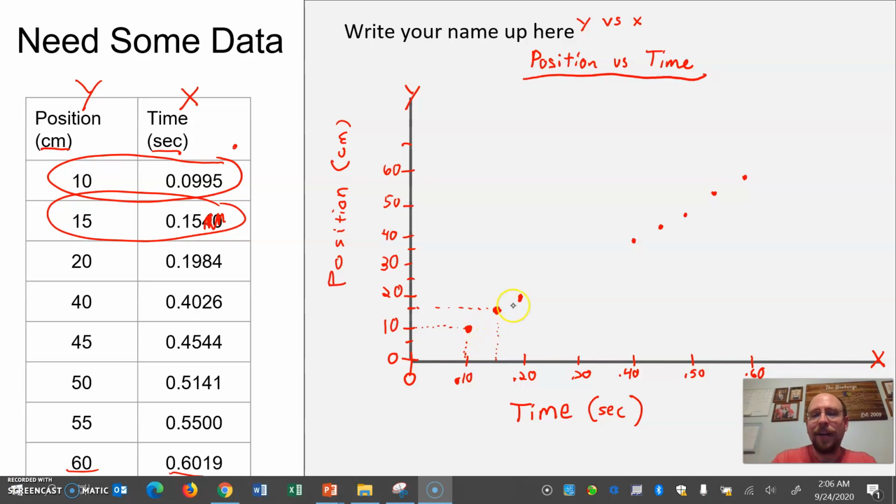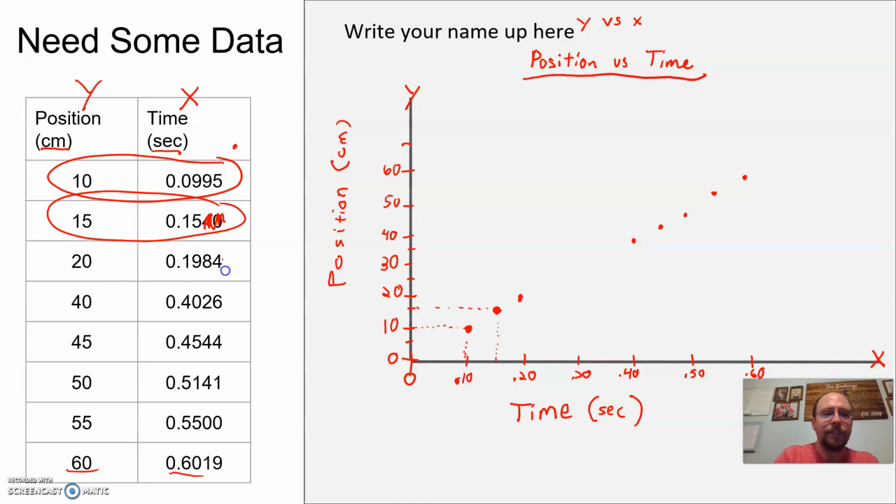So notice that when I made all these data points, I'm trying to plot out my x, find my x position, and then find my y position. I follow it up until I get to where that is. And so you do that with all the data points. This ends up looking really nice. Notice that there's a little gap here because we had a gap in our data too. We went from 20 to 40.